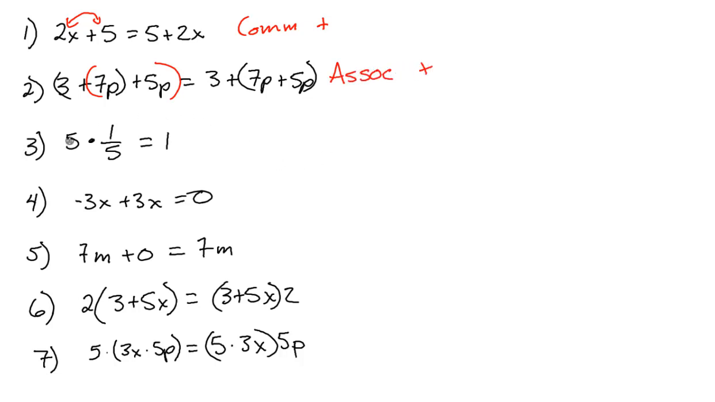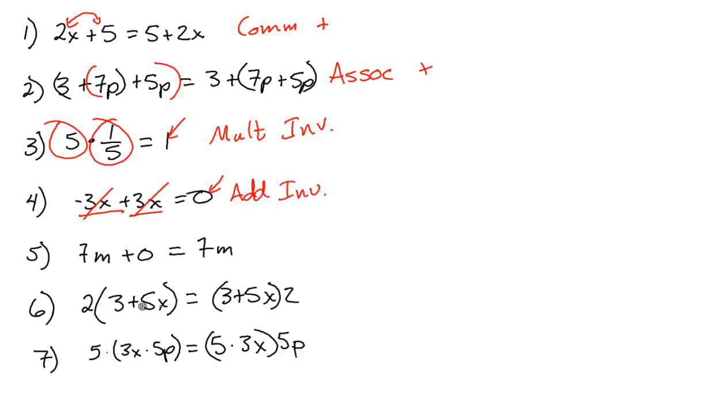Number 3, 5 times 1/5 equals 1. What is going on? These two are canceling each other out to the invisible identity number. So they are inverses, multiplicative inverses, also known as reciprocals. Number 4, what's going on here? The negative 3x and the positive 3x undo each other and become the invisible number in addition. So these guys are canceling, or they are opposites of each other. So they are additive inverses.